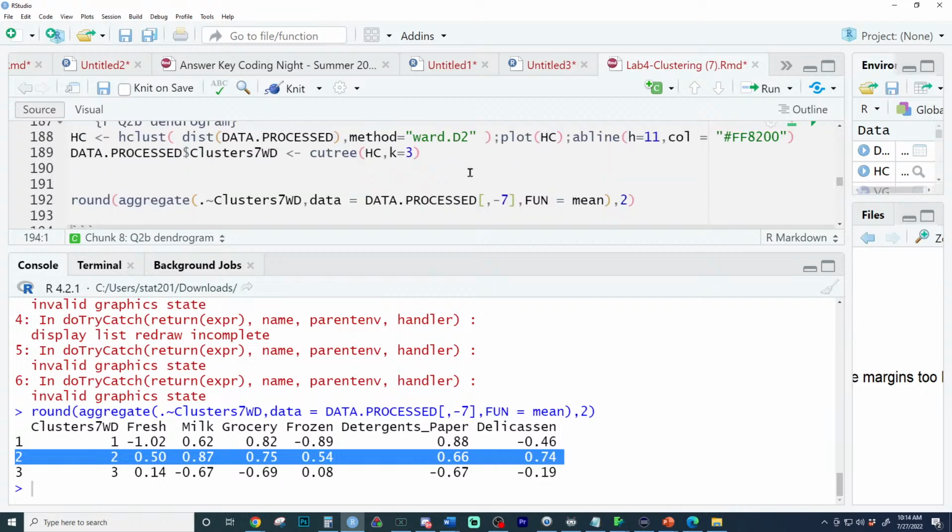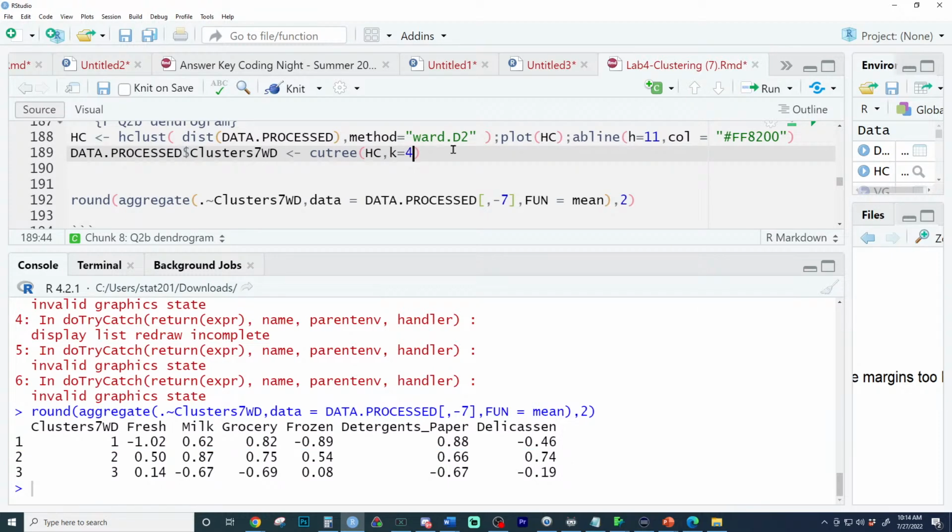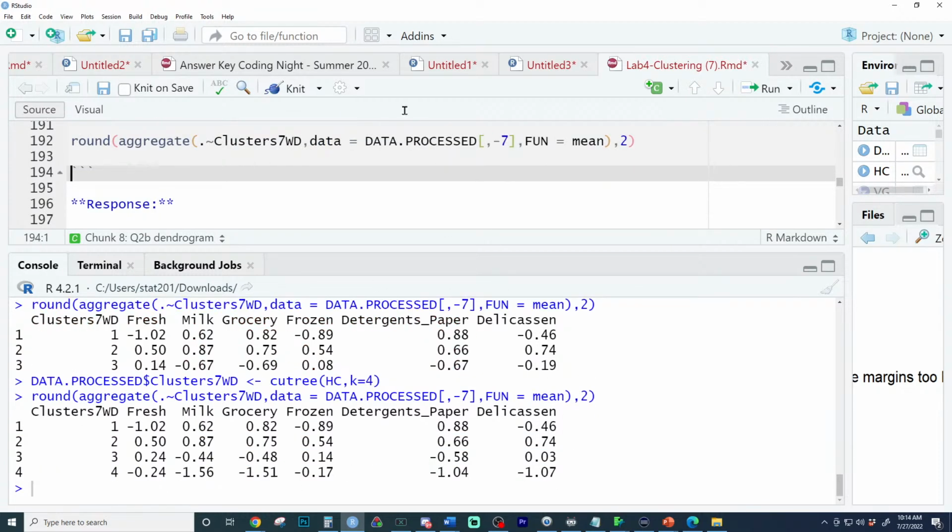Maybe let's try 4 clusters. We're just investigating right now, and I'm just not changing the names of the values, so I can just run it and not worry about extra output.